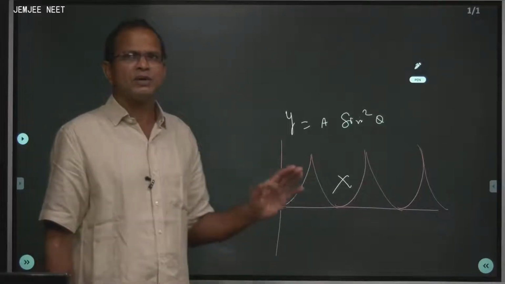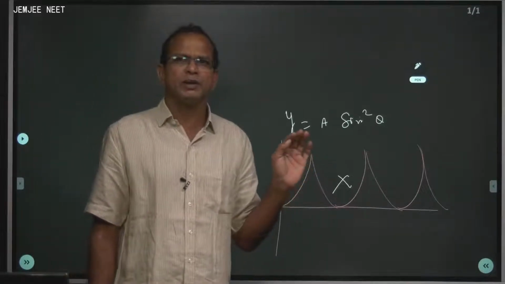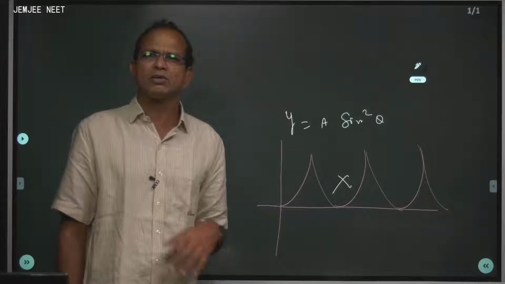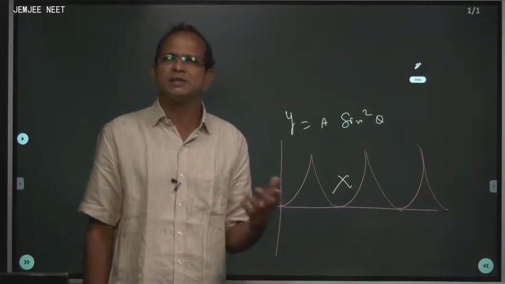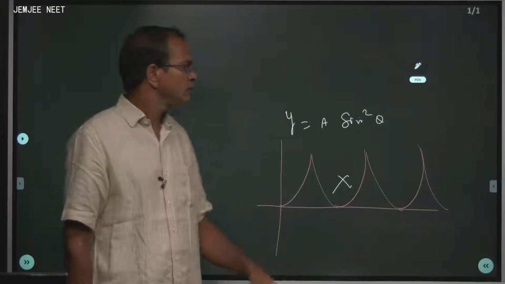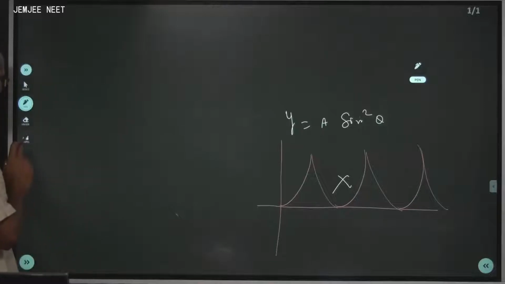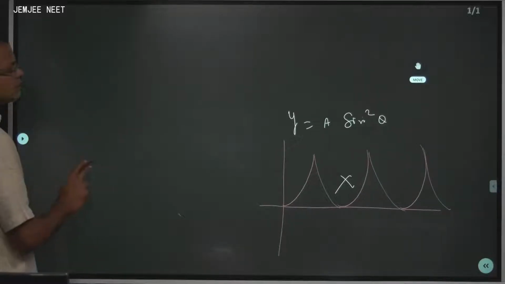Like that, any function is not simple harmonic, only if it obeys sin theta or cos theta. Sometimes even a combination of sin plus cos, say 2 sin theta plus 3 cos theta, is also simple harmonic. Right? Right, Kanna?